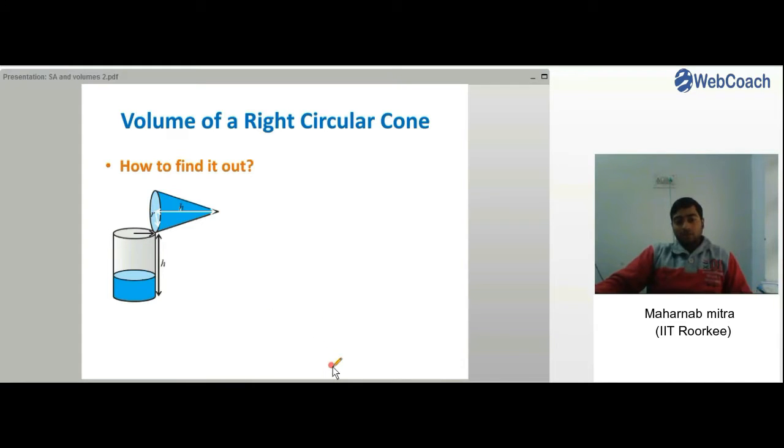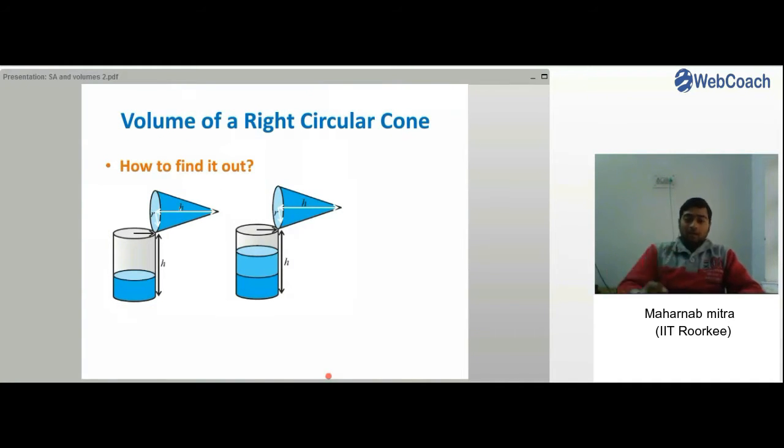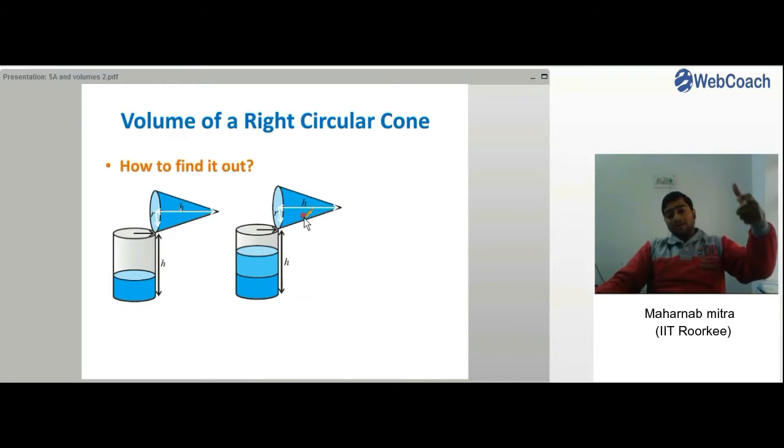So let us try this one more time to see whether it is half of the volume of the cylinder or not. We have poured once more the entire volume of water contained in the cone into the cylinder, and we again see it does not fill up the cylinder. We still have some space left in the cylinder. So it again tells us that the volume of the cone is less than half of the volume of the cylinder, right?